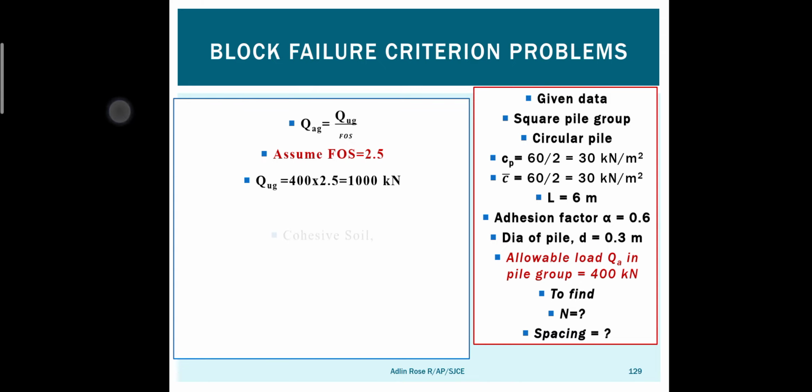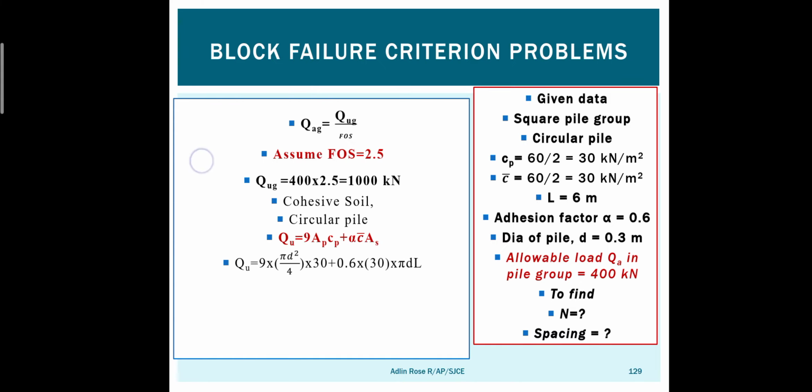Alpha is 0.6, given in the question, into 30, into the perimeter area of the circular pile, pi d l. The diameter of the single pile is given as 0.3. So substituting those, 9 into pi into 0.3 square by 4 into 30, plus 0.6 into 30 into pi into 0.3 into 6. So we get the single pile capacity as 120.80 kilonewton.